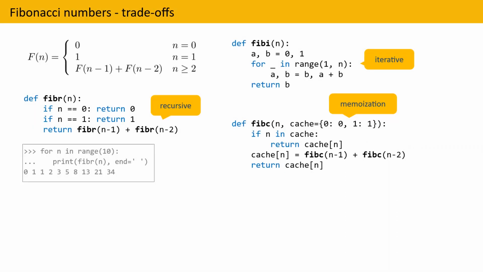This recursive solution with caching is as straightforward to implement as the purely recursive solution. And it is essentially as fast as the iterative solution. Both have the same computational complexity. However, it requires more memory, since it stores all computed Fibonacci numbers in the cache.